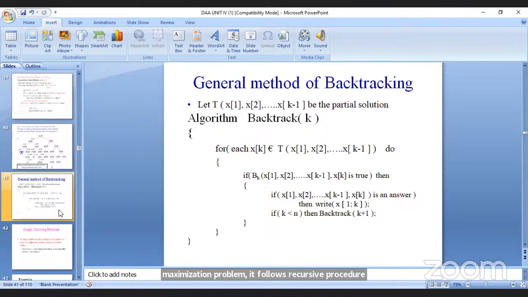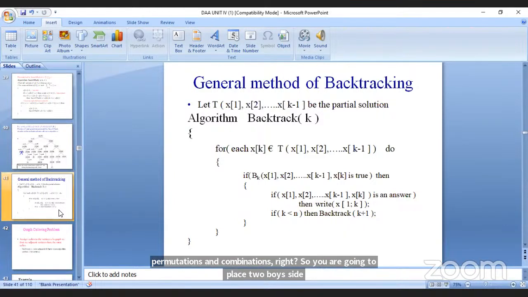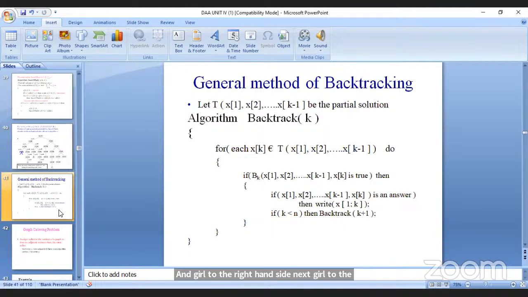There are 2 boys and 1 girl and there are 3 chairs. How are we going to place them? 3 different combinations, you know, permutations and combinations, right? So you are going to place 2 boys on one side and the girl to the right hand side. Next, girl first, then 2 boys to the right hand side, then again girl will come in between. So these are the 3 possibilities.